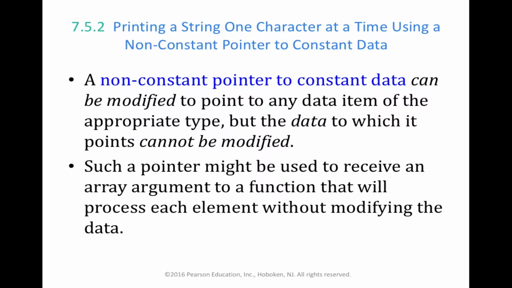So let's say we're using pointers to pass around an array. We may want to iterate through that array and, say, display the contents, but we should not be changing that contents. So that would be a situation where we would have a non-constant pointer, because like we saw in the previous example, we'll want to use that pointer to point to every item in the array, but we're not going to be changing the values in that array. So the data itself would be constant, but the pointer needs to be able to change.